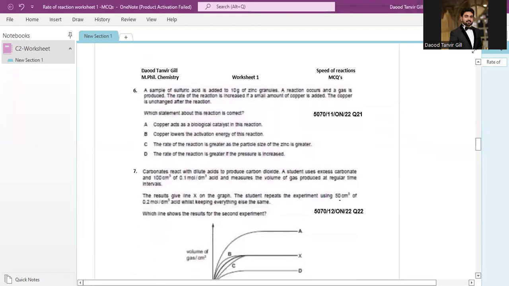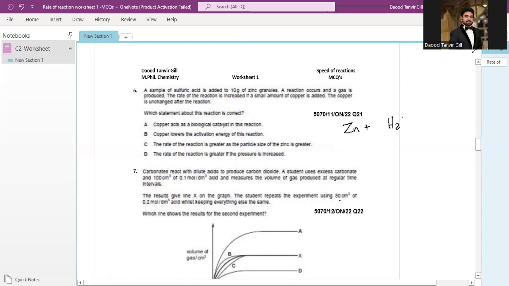Let's move towards question number 6. So basically, the question is asking about a catalyst. In this, sulfuric acid is added to zinc granules, and the reaction occurs, and a gas is produced. And that gas we definitely know is hydrogen gas. I will just write the equation for you.